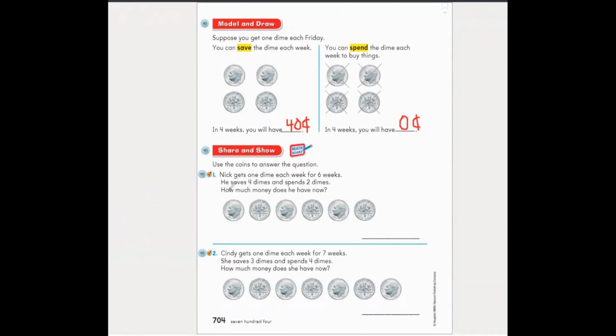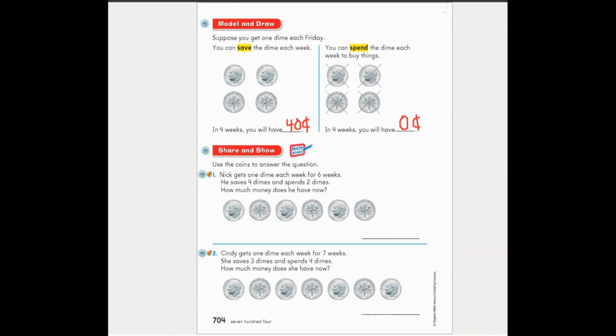So spend is when you use the money and you don't have it anymore. So it's like save is an addition and spend is a subtraction. When you save, you add the money. When you spend, you subtract the money. So we're going to start practicing some problems here for you to be able to answer your work for today.